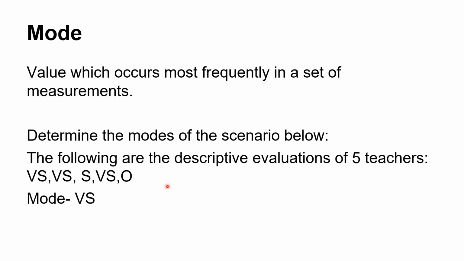VS actually occurs 3 times out of the 5 numbers of data provided. So it's very clear VS is actually the mode for this set of data. So mode is simply the data that occurs most frequently in a set of measurements.